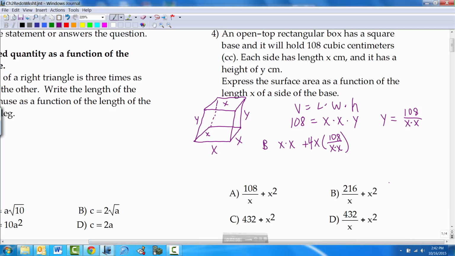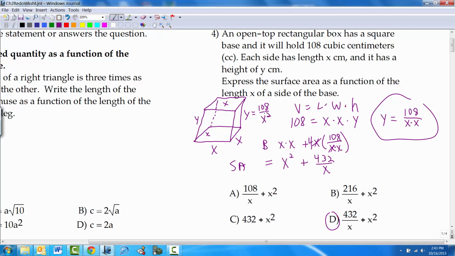All right. So this is x squared, and then this is plus. These x's cancel. We could just do that right now. And 4 times 108 is 432 over x. So there is the surface area in terms of x, and the link was the volume that you had to have. So that's how you were allowed to get this length or width or height, this height we'll call it, in terms of x, and then use it for a bridge into the next question, turning that into a surface area question now in terms of x only.